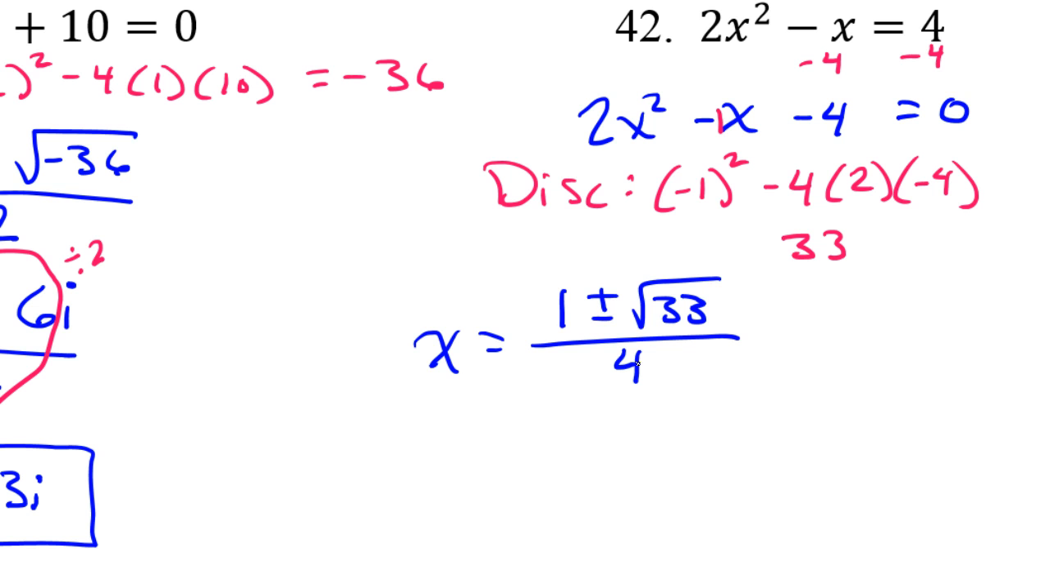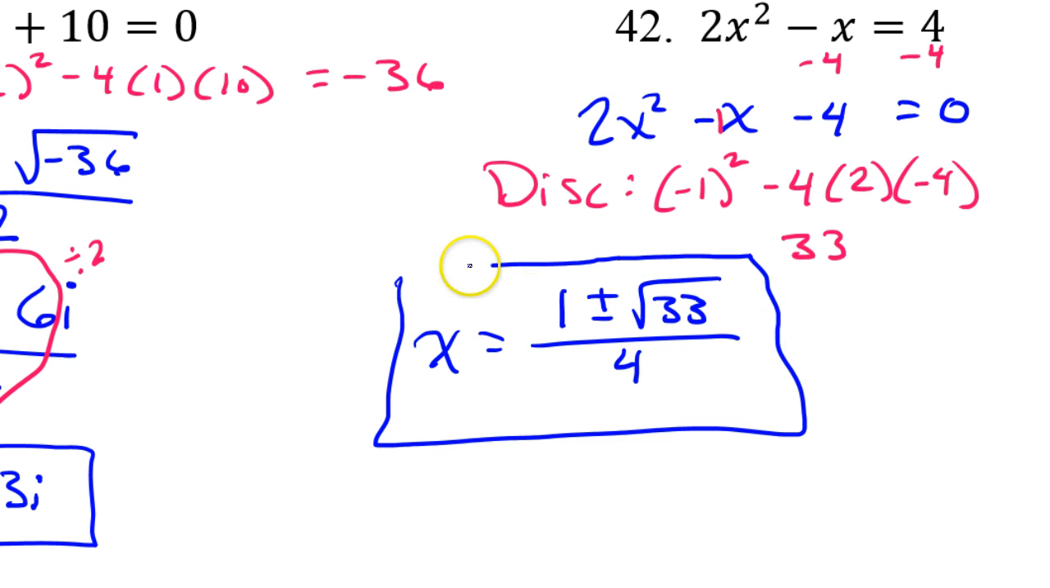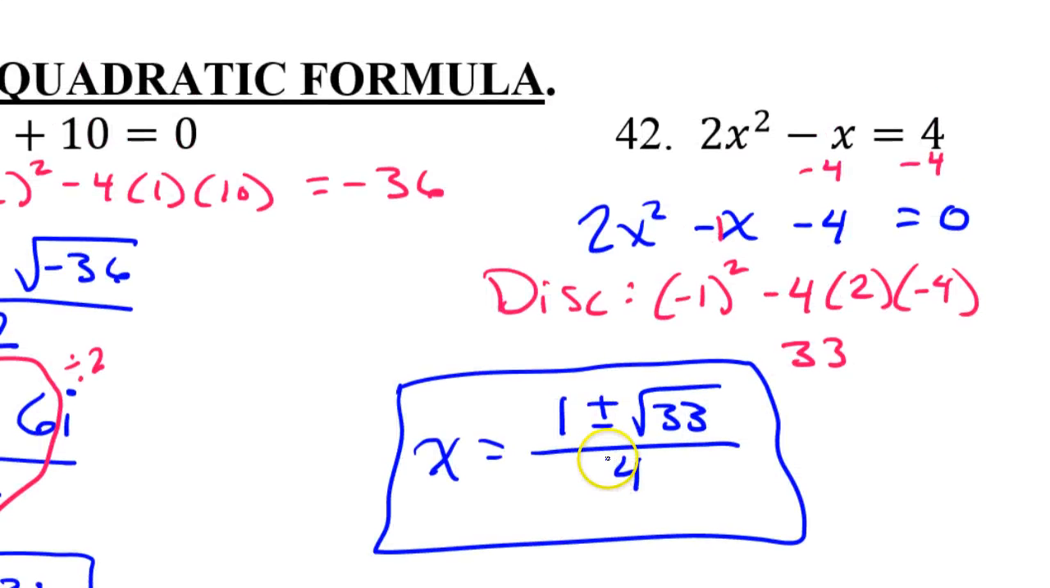And look, this is a radical that can't be simplified, so I can't add. There's no common factor looking at the coefficients, so I'm done. This is as far as we can go with this problem. We just stop. And that was the last problem.